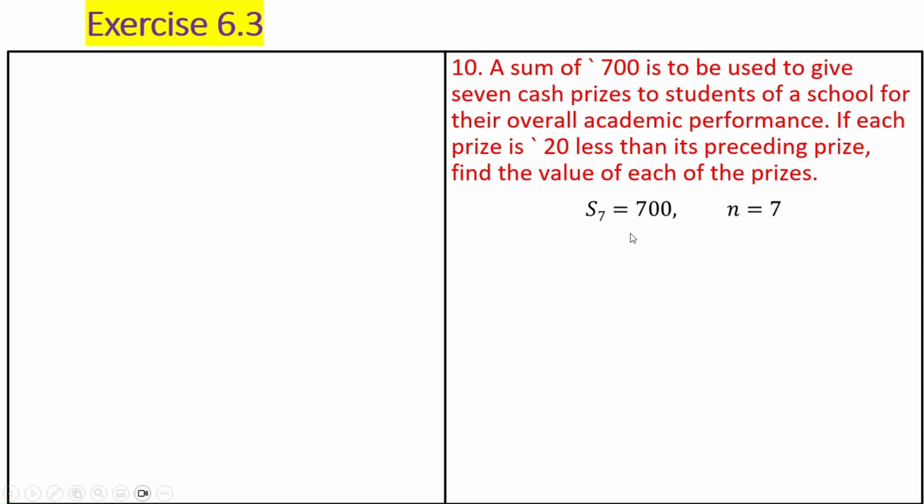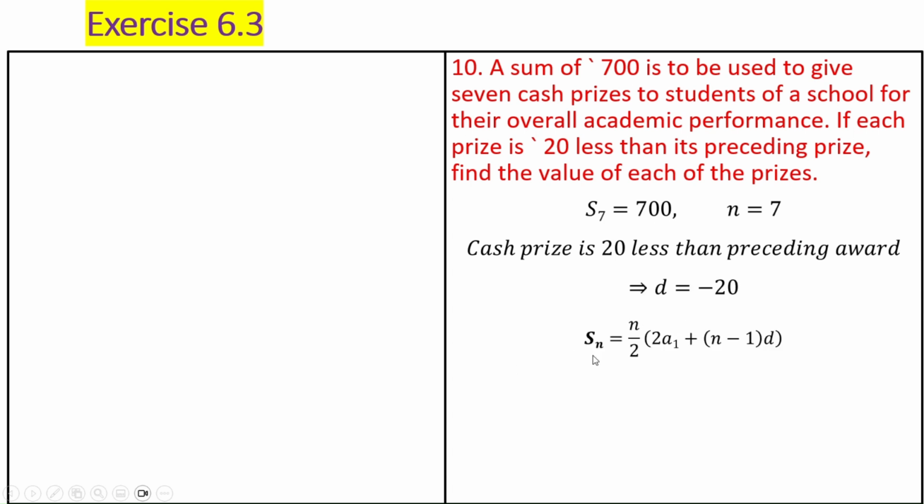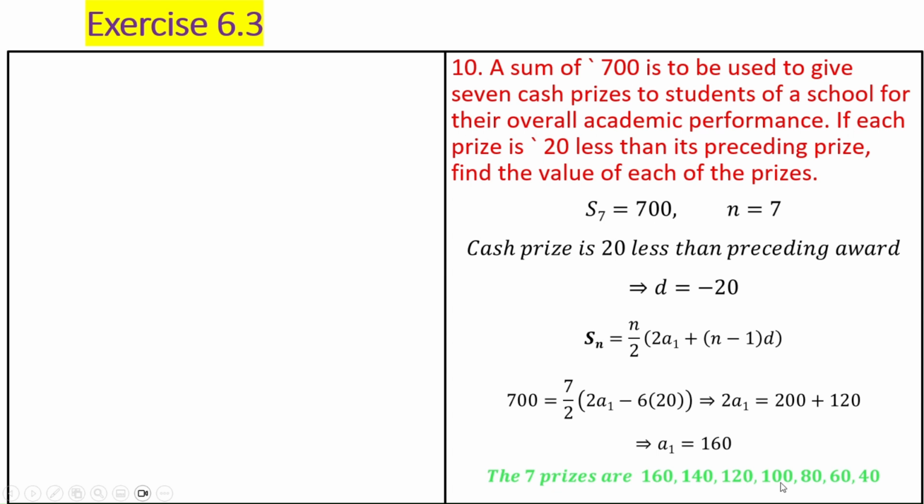So we know S7 equals 700, n equals 7. 700 rupees is the total price. There are 7 prizes. D equals minus 20. Sn is given here. So if I substitute all the values, what I will get is A1, which is nothing but 160. So that is the first prize. First prize is 160, and then the next prize will be 20 less, that is 140, then 120, 100, 80, 60, 40. These are the values of the 7 prizes.